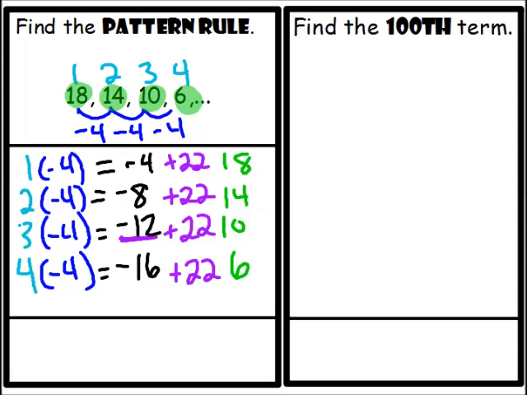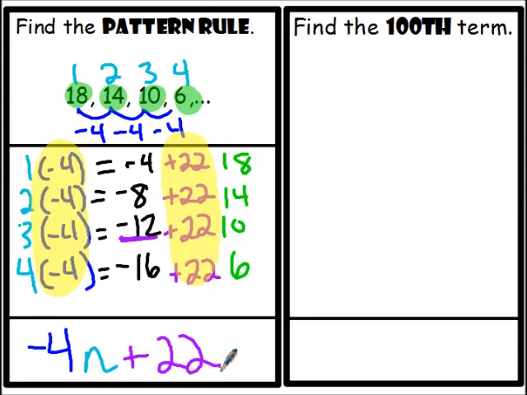So let's determine our rule. We multiplied first by a negative 4, and then we added 22. So our rule would be negative 4 times the term number plus 22.